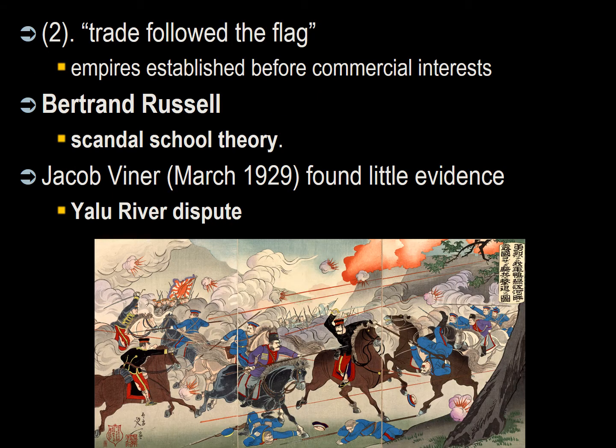Now, most historical evidence shows that trade followed the flag. In other words, countries conquered an area first without a clear idea of what was there to possess, and then the merchants came. This argument was popularized by the pacifist Bertrand Russell, the idea that trade would occur first and then armies would be sent to protect the merchants. He was a pacifist, but his theory has been called the scandal school theory, and there's very little evidence for it. Jacob Viner, in March of 1929, investigated this conjecture and found very little evidence historically for this relationship.